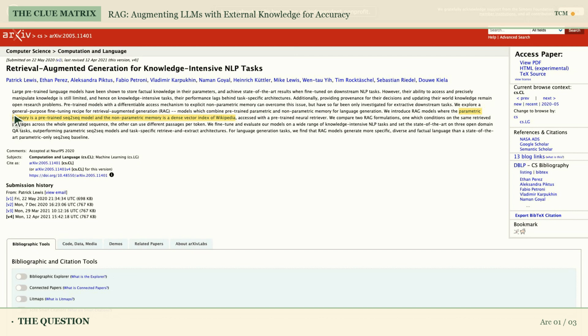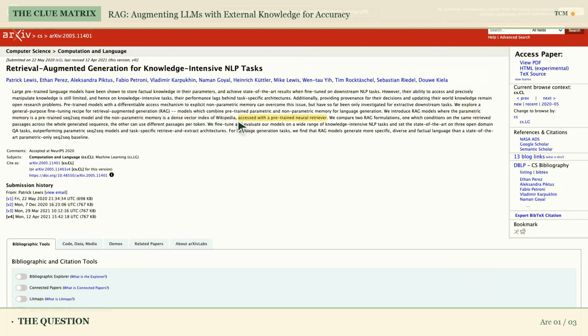Precisely. In their original formulation, the parametric memory is a pre-trained seq-to-seq model, likely a transformer, which we've discussed before. The non-parametric memory is a dense vector index of Wikipedia. So it's not just retrieving text, but using a vector index. That implies some kind of embedding and similarity search we've seen in other contexts.